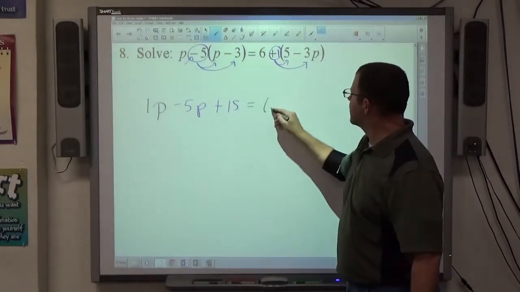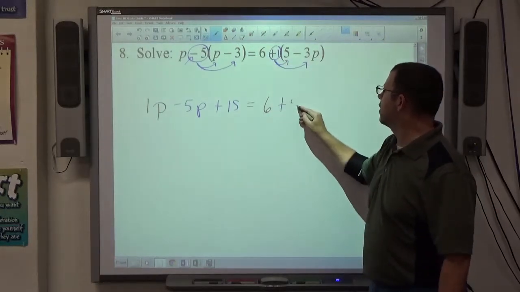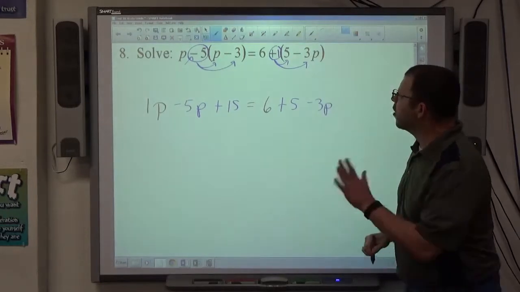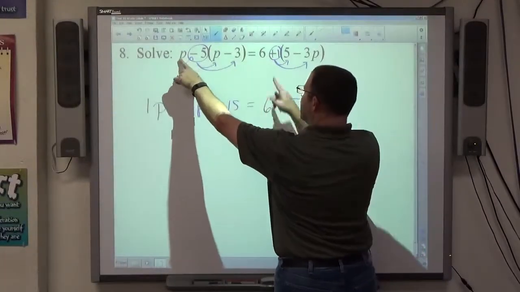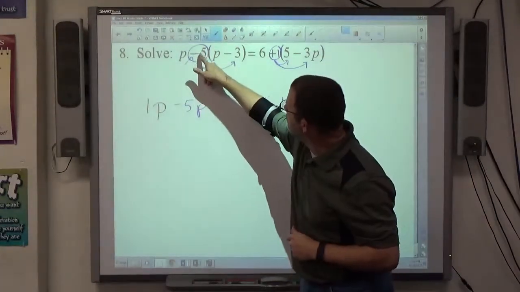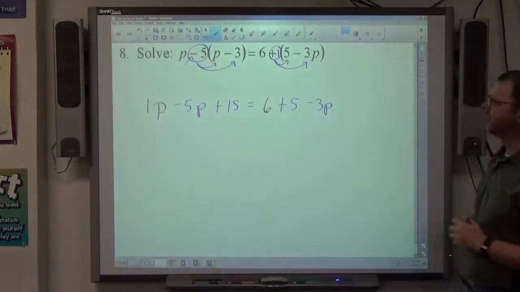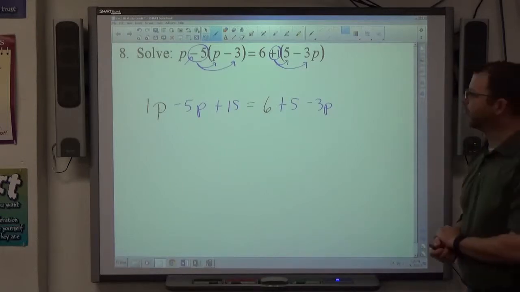Then I got a 6, and this time I have a positive 1 being multiplied through, so positive 1 times 5 is going to be plus 5. Positive 1 times negative 3p is minus 3p. Notice in both cases I have p minus 5 and 6 plus. The p and the 6 aren't affected by this distributive property. All affected after the minus sign, the minus 5 is being multiplied, the positive 1 is being multiplied. Be careful with the distributive property. That number being multiplied by parentheses is what's being multiplied through.